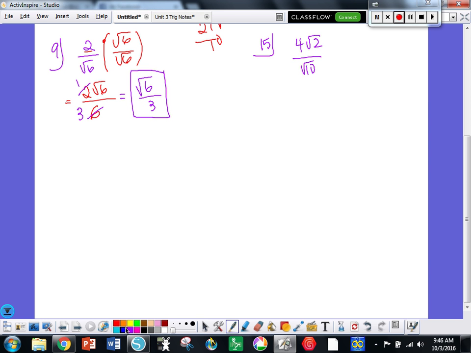All right, for number 15, I can do exactly what we just did. But before I start, I've noticed that the 2 and the 10 have something in common, right? They're both even. Now, because they have something in common, if I were to multiply the top and the bottom by the square root of 10, in the end, I'm going to have to break down a radical. It's easier to reduce at the beginning, and then you don't have to rewrite the radical later. So on number 15, I'm going to show you a shortcut.